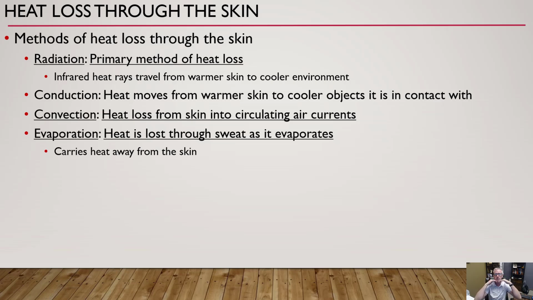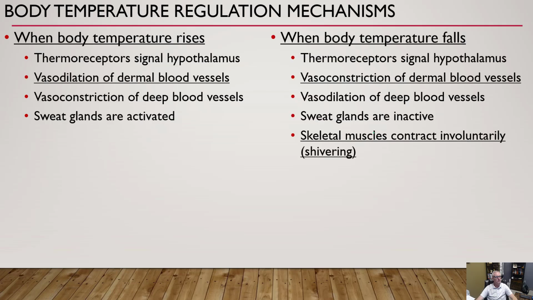Radiation is just sitting in a cooler environment. Convection is due to air currents. Evaporation, sweat. Heat loss through sweat as it evaporates. All right, so what happens when our body temperature rises? Remember, these are negative feedback loops.